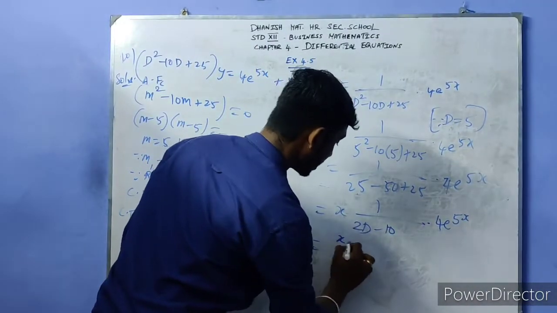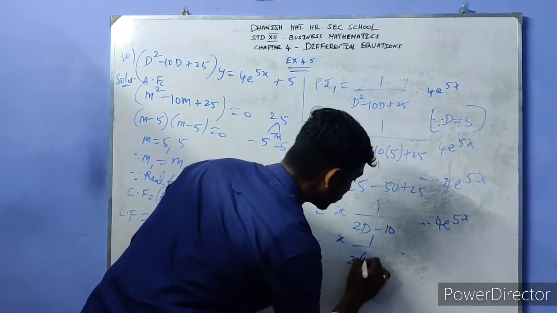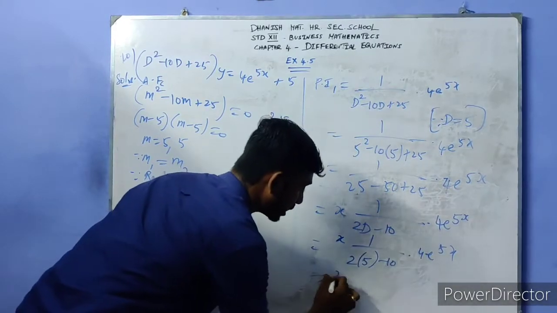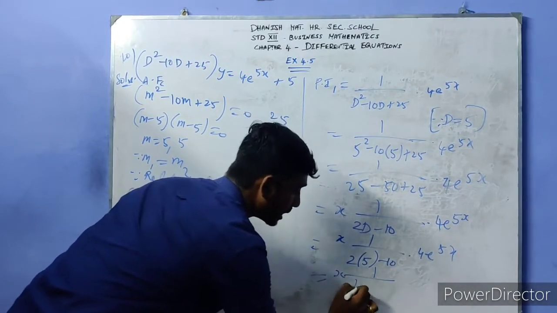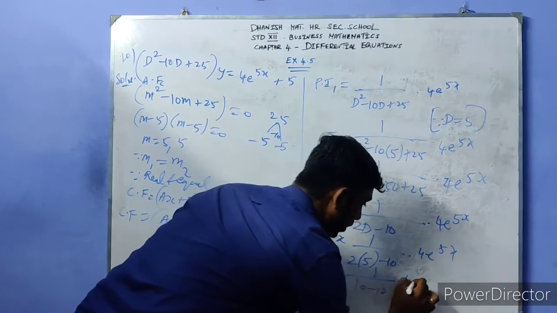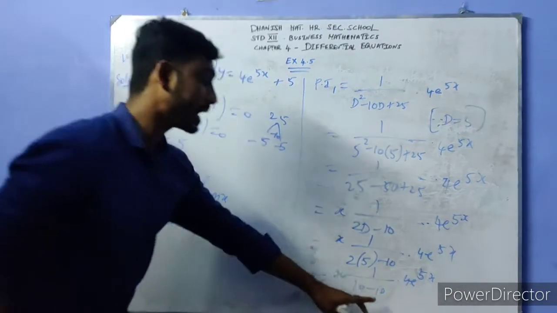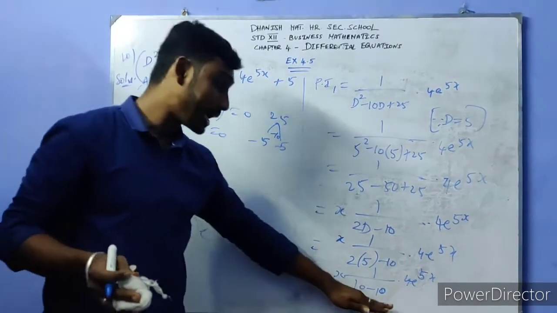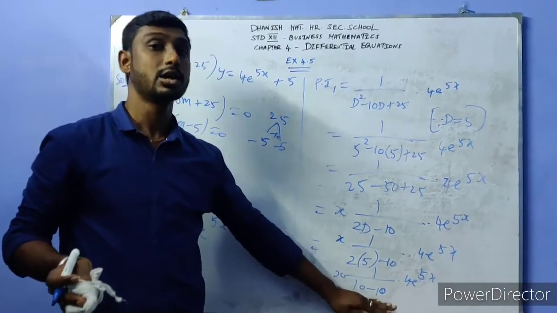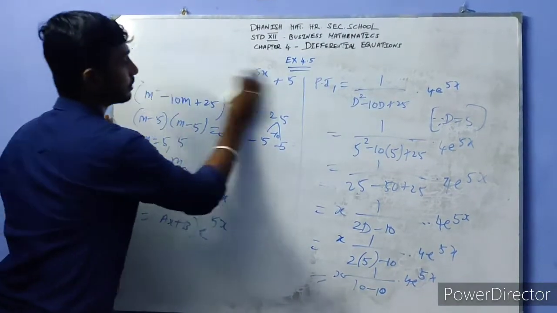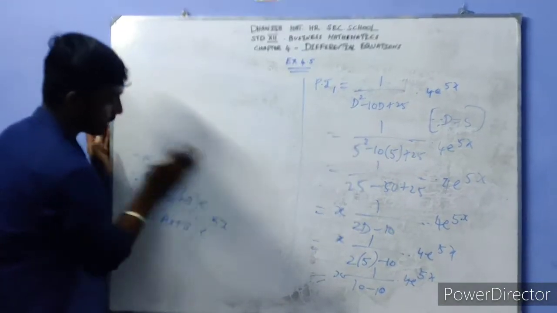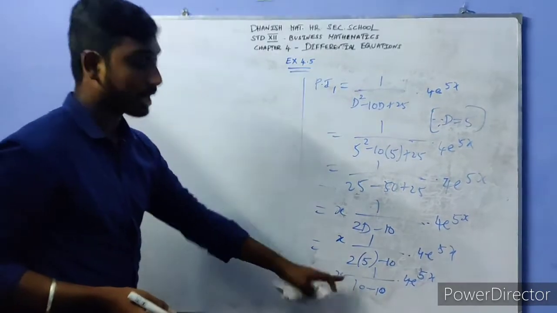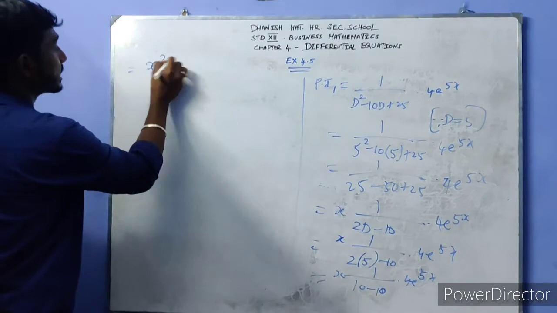So let's come into this one, x times 1 divided by 2 into 5 minus 10, 4 e power of 5x. Listen to the twist in the question: that will be 2 fives are 10 minus 10, 4 e power of 5x. Again you are getting 0 here. Listen carefully. Again you are getting minus here. So now we are going to use one condition. Listen carefully. So now again you are multiplying with another x. So you will be getting x square.